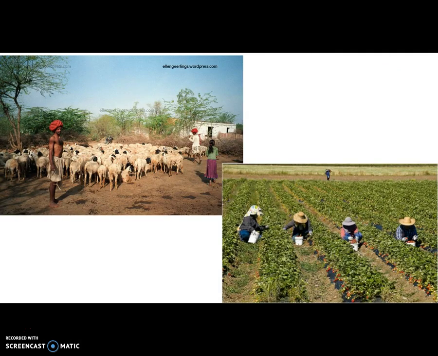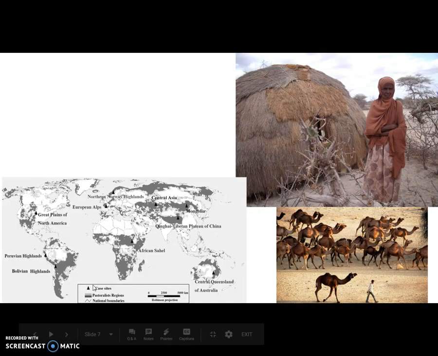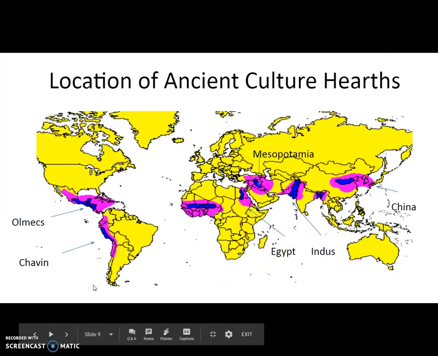The relationship between the pastoralists and agricultural societies was mainly one of conflict. Pastoral people were attracted to the wealth and sophistication of the agricultural societies, and they sought access to their lands, crops, and manufactured products. Here's a look at some more pastoralists.